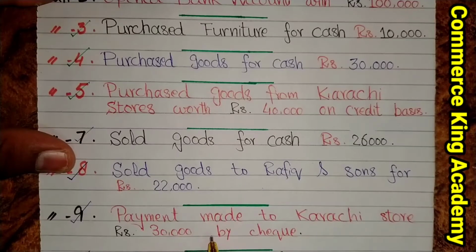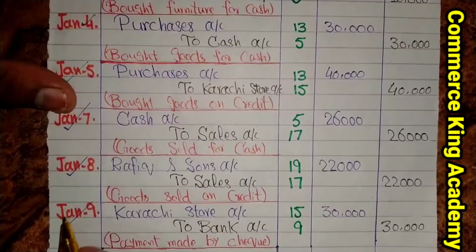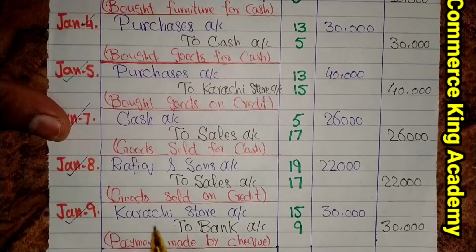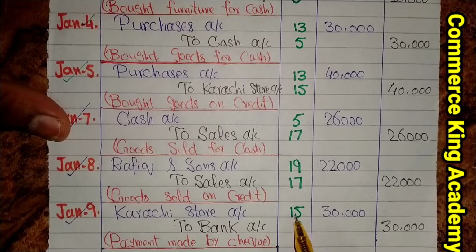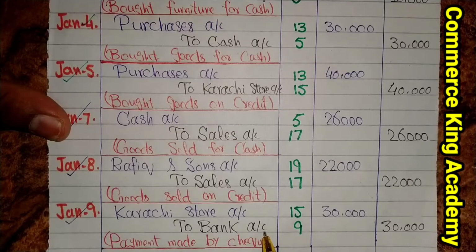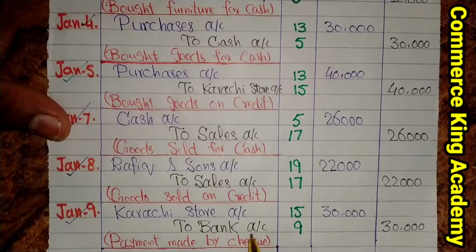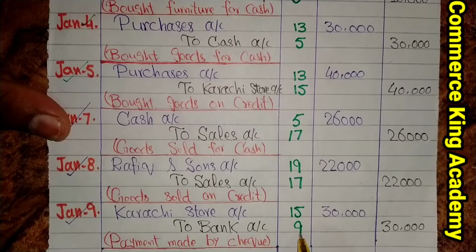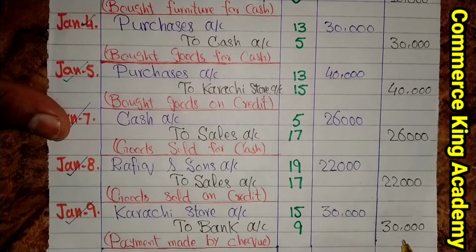So now we will move toward the journal entry of this transaction. This is the journal entry: Jan 9th, Karachi Stores account will be debited with ledger folio number 15 to bank account credit, because the payment has been made by the business through the bank account. The bank account's ledger folio number is 9, with amount 30,000 rupees and the same credit of 30,000 rupees.